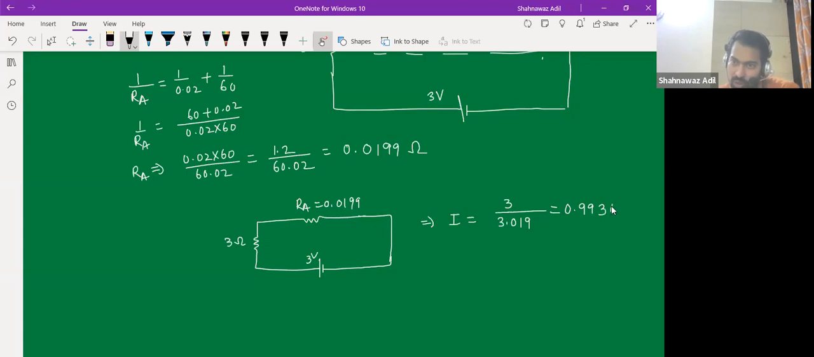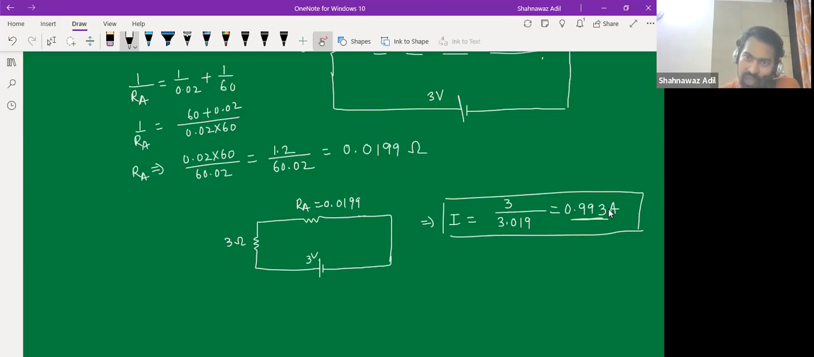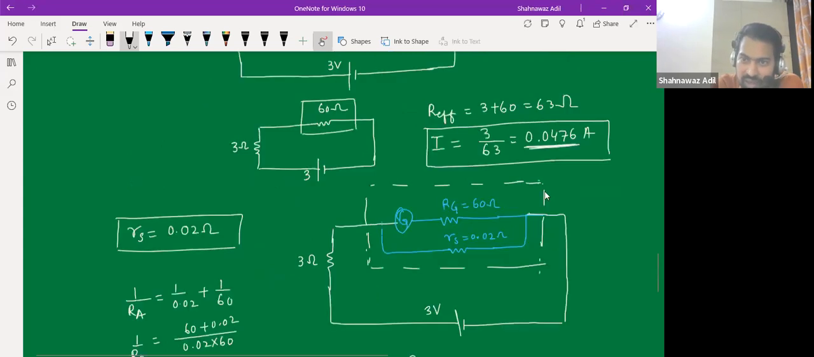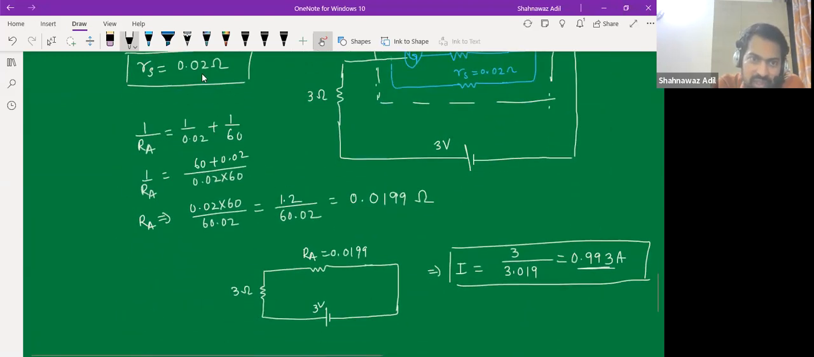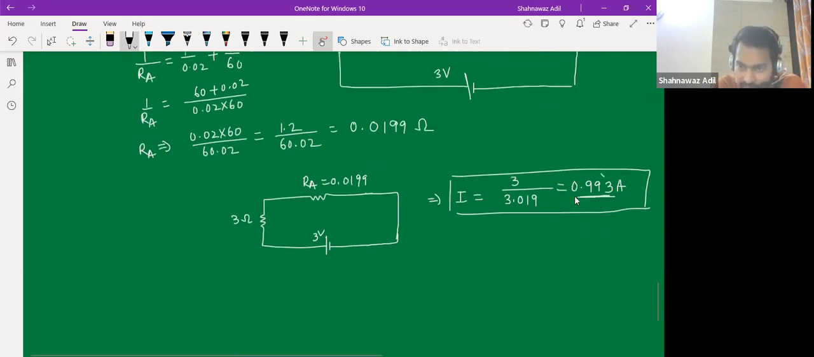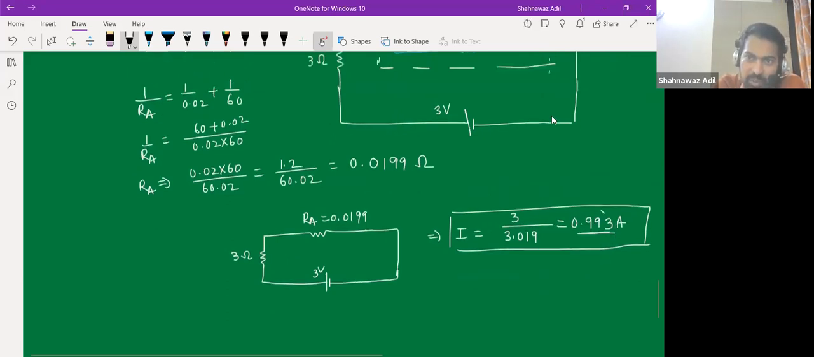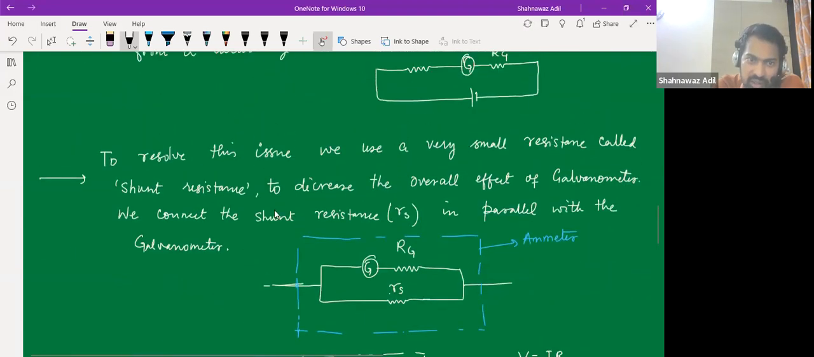Yes, sir. So now you guys can see the magic. Now I am measuring this current, which is very close to the true value, right? Before, I was getting a very drastic change. This was not the actual current. But due to the use of this shunt resistance, we have been able to measure the current accurately. Is this point clear to you, Aisha? Yes, sir.